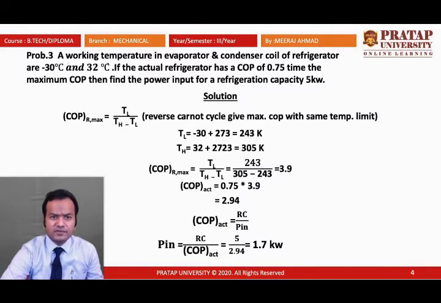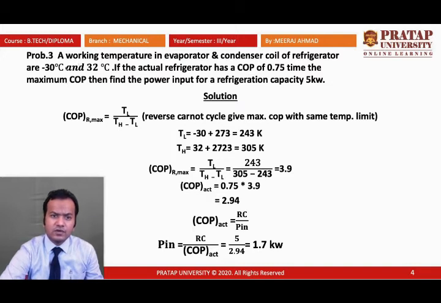The working temperatures in the evaporator and condenser coil of a refrigerator are minus 30 degrees Celsius and 32 degrees Celsius. The refrigerator is working between minus 30 degrees Celsius and 32 degrees Celsius, which are converted into Kelvin. The actual refrigerator has a COP of 0.75 times the maximum COP.